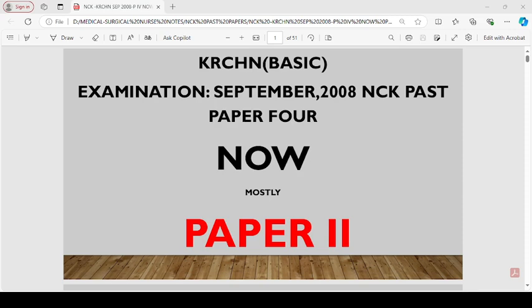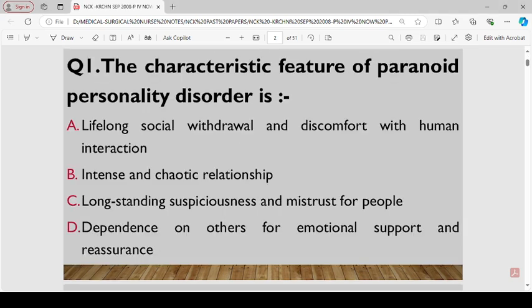Today we are going to look at a past paper, an NCK past paper. That was paper 4 in 2008. But based on today's standards, most of these questions will be found in paper 2. Okay, so let's get right into it.